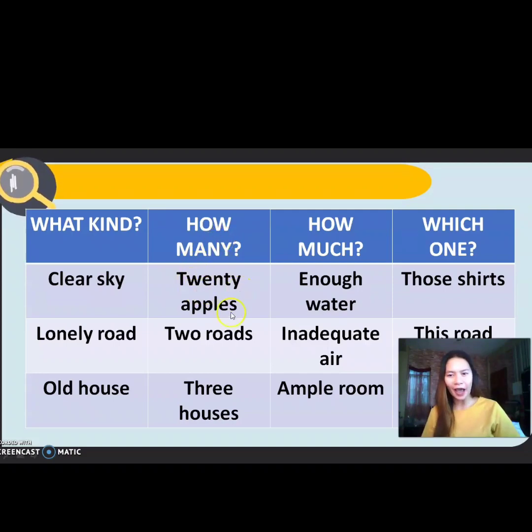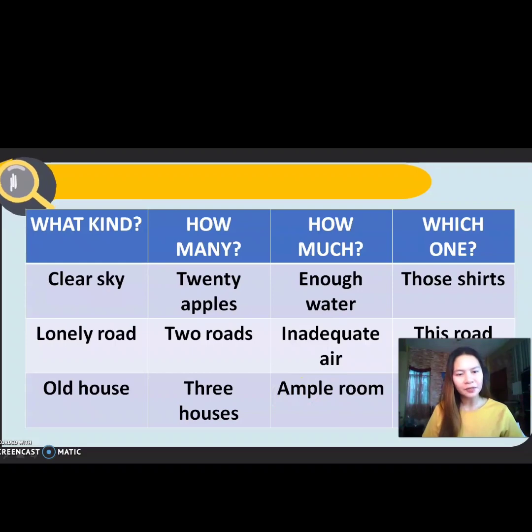How about the question, how many? There are 20 apples. So we are talking about 20 apples, 2 roads, 3 houses. So we have 20, 2, and 3. How about the question, how much? Enough water, inadequate air, and ample room. So we have enough, inadequate, and ample.